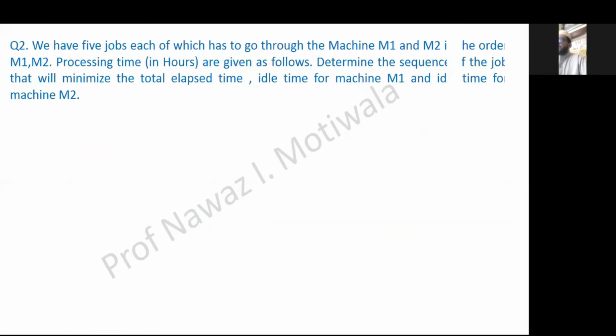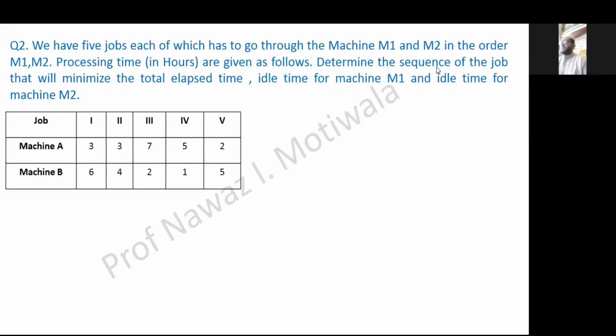The question for today is, we have 5 jobs, each of which has to go through machine M1 and M2 in the order M1 and M2. Processing time in hours are given as follows. Determine the sequence of the jobs that will minimize the total time elapsed. Also, the idle time for machine M1 and idle time for machine M2. So 3 things are asked: determine the sequence of jobs, total time elapsed, and idle time for machines M1 and M2.